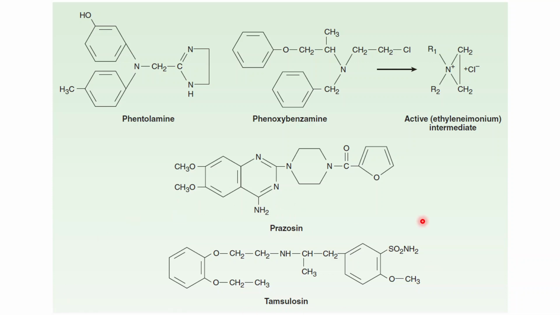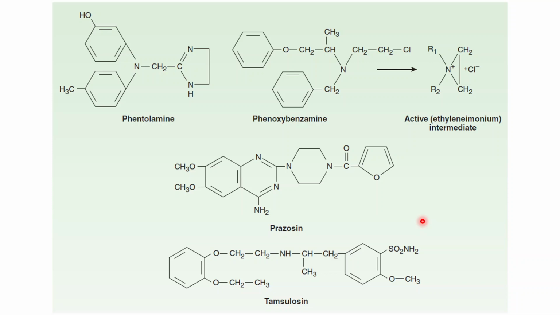Tamsulosin is the most useful drug. It is a competitive alpha-1 antagonist with a structure quite different from the other alpha-1 receptor antagonists. It has high bioavailability and a half-life of 15 hours. It is metabolized extensively in the liver. Tamsulosin has higher affinity for alpha-1A and alpha-1D receptors than for the alpha-1B subtype.